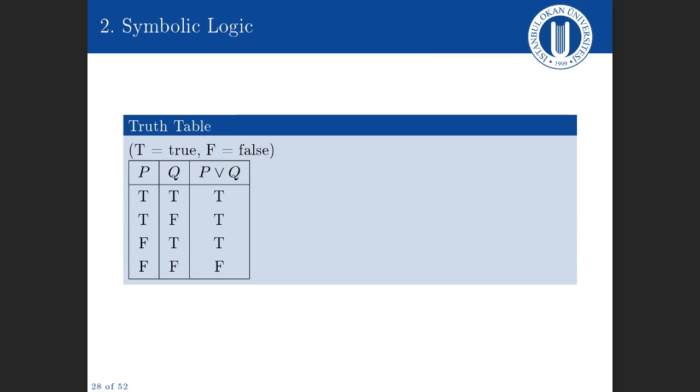We can understand or using a truth table. P and Q, P is either true or false. That's 2 possibilities. Q is either true or false. That's 2 possibilities. 2 times 2 is 4. So we have 4 lines on our table. All the possibilities of P and Q, either true, true, true, false, false, true, or false, false.